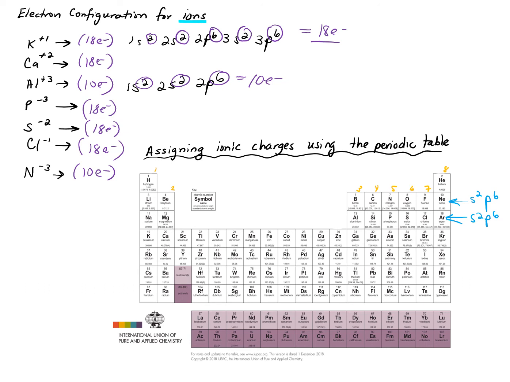So you see how potassium is going from 19 electrons with a charge of +1 to 18 to have the same electron configuration as argon. So the metals in the periodic table, they will lose electrons to have the same electron configuration as a noble gas. The non-metals in the periodic table, they will be gaining electrons to have the same electron configuration as a noble gas.